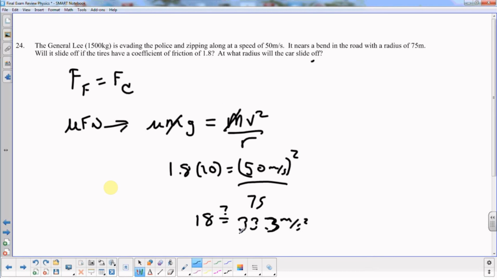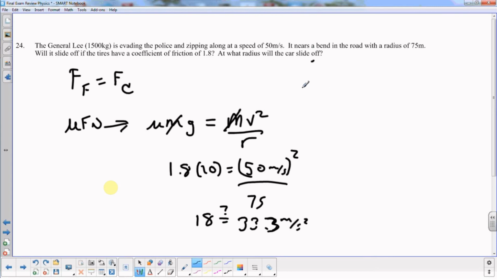The tires will not give you that acceleration and you will go flying off. The next question we're asking is, at what radius will it start to slide off? So we know it's doing it here. How big does the radius have to be in order for it to maybe not slide off?